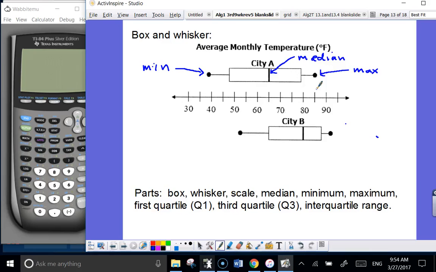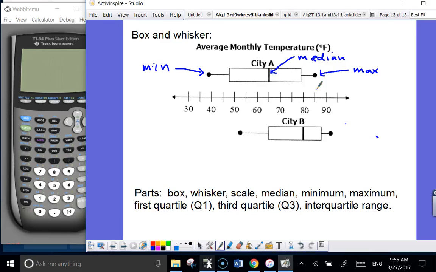Okay? Now, if you just look at the lower 50% of the data, and you find the median of that, then that's the left side of the box. The left side of the box is the median of the lower 50%. So how much of the data would be to the left of that box?